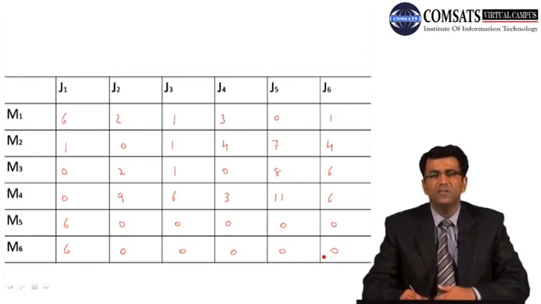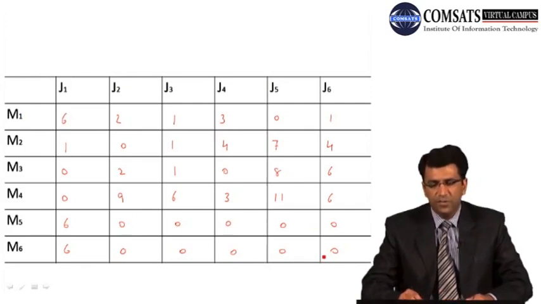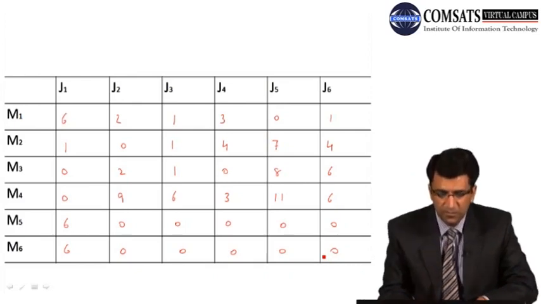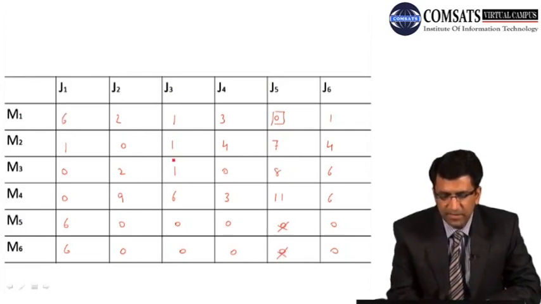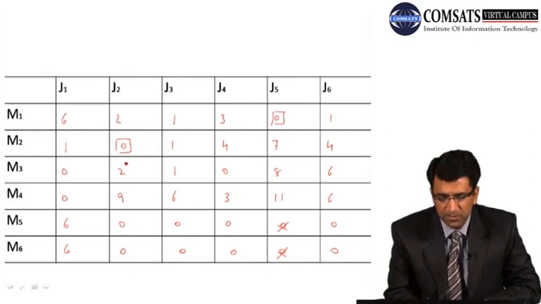Now class, again we have the table after that particular step. Now again we'll have to make the assignments. Let's start from the first row. In the first row there is a single zero, so you can assign it and cross the corresponding zeros in the respective columns. In the second row you can see there is a single zero, so you can assign it and cross the respective zeros in the corresponding columns.